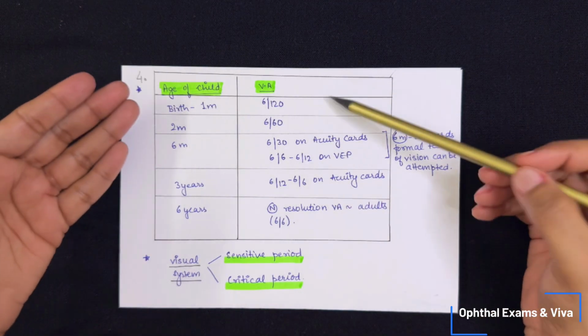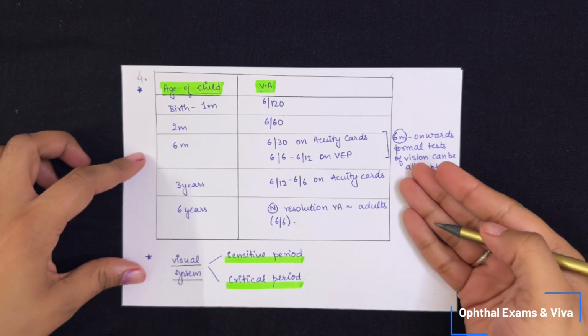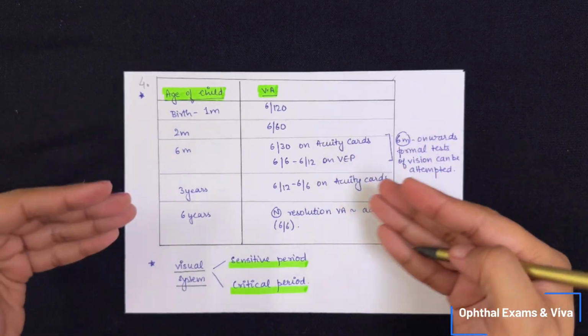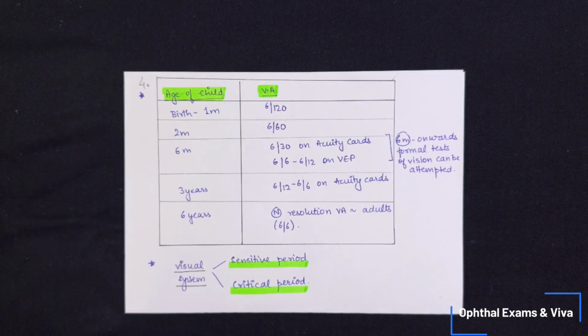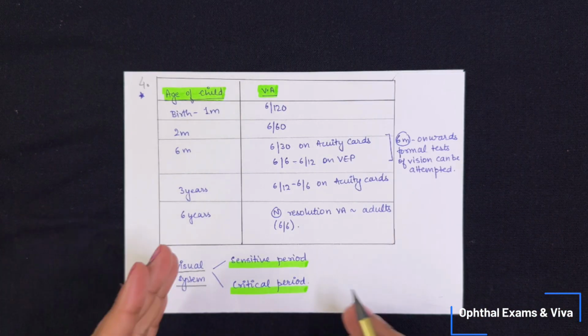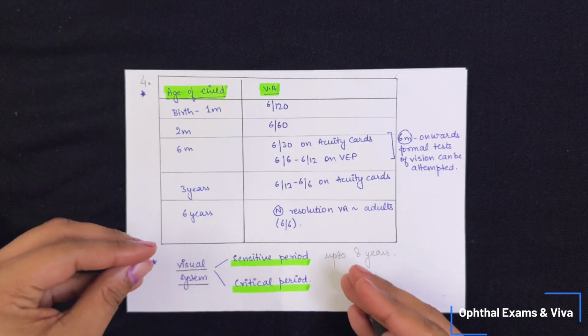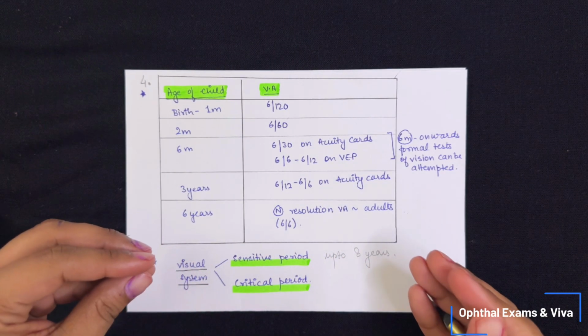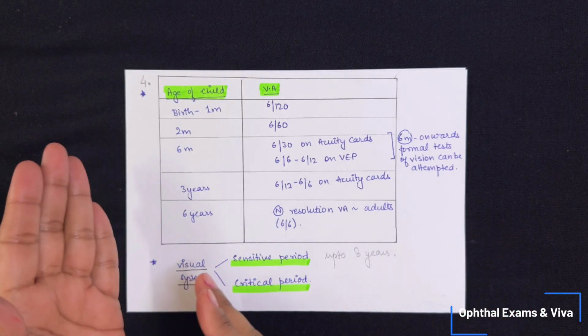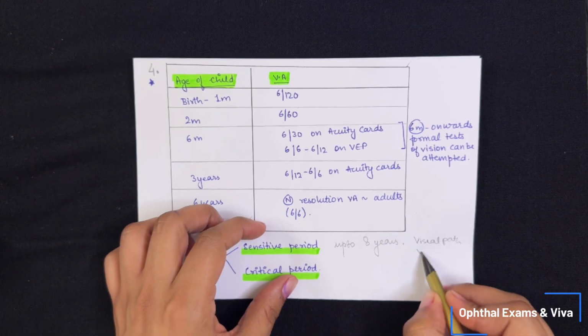Now, this I have already told you. This is very important that you mention in exams also, and you remember age-wise vision. Now, another important thing is that the visual system has two periods. One is the sensitive period, that is up to 8 years. The sensitive period is the period of the visual system where the visual experiences are important for the visual pathway and visual cortex.